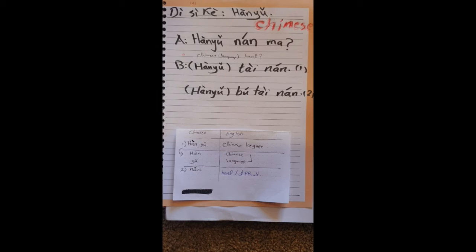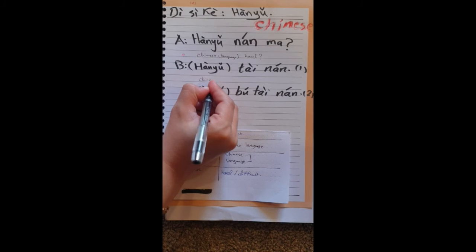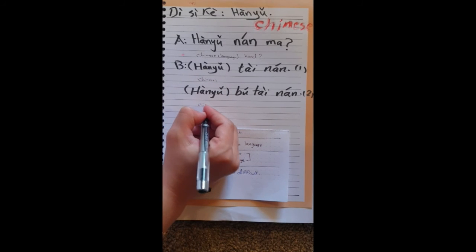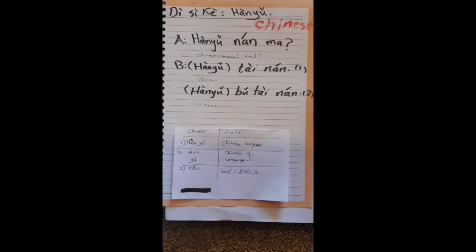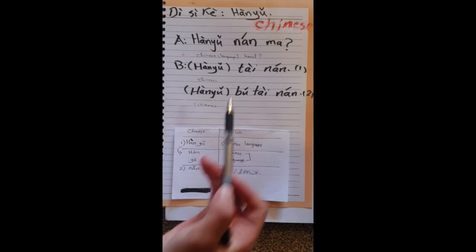Okay, so he's going to say Hanyu Tai Nan or Hanyu Bu Tai Nan. So we took what is the meaning of Hanyu. Hanyu means Chinese, and you can use it or not. You can use Chinese. You can say Hanyu Tai Nan, or you can just say Tai Nan without saying the Hanyu. Okay, Hanyu Bu Tai Nan, or you can remove the Hanyu.